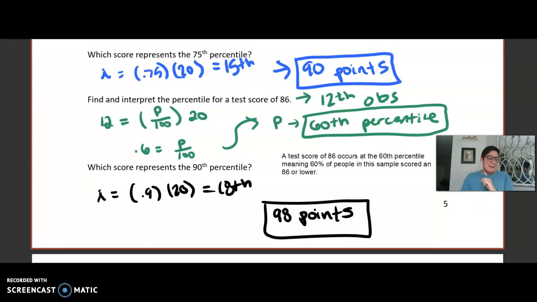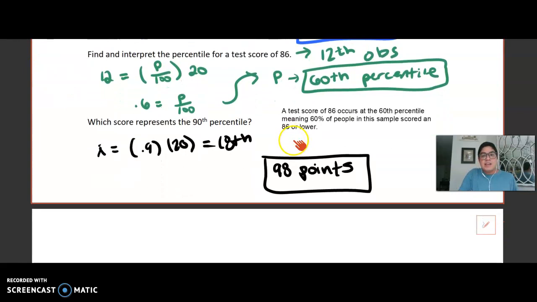And we're back. All right, so just checking to make sure that you were able to work these out. This one was a bit of a trick question because it gave you the score and you had to just find where it was located. It was located at the 12th position. A test score of 86 occurs at the 60th percentile, meaning 60% of people in the sample scored an 86 or lower. And then another formula question there, a score of 98 points would occur at the 90th percentile because you're better than 90% of the people.